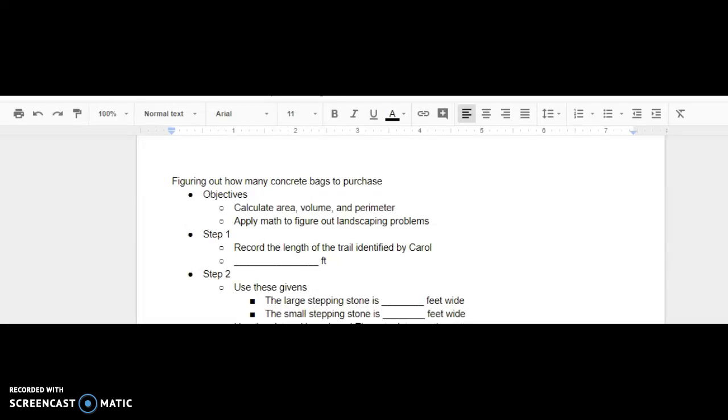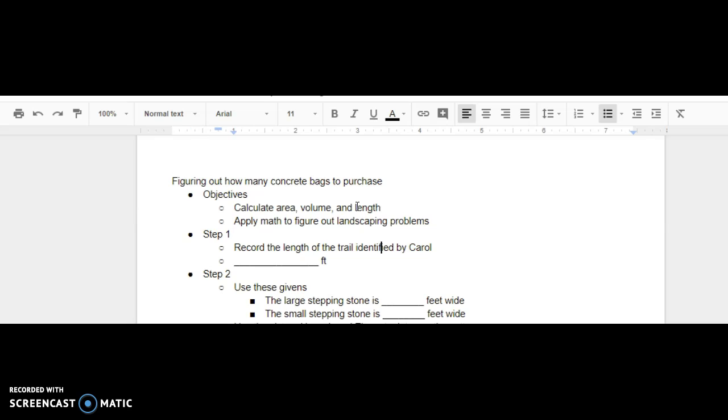Hello students. Today's objectives are going to be to calculate area, volume, and perimeter, and then work into figuring out how to apply that into our landscaping problems. We've already done this once or twice. We did area before, and we also did volume before. And I'm going to use, instead of perimeter, let's use length.